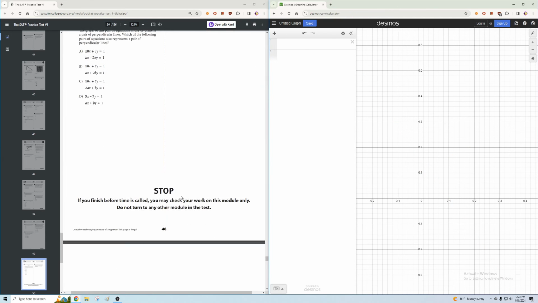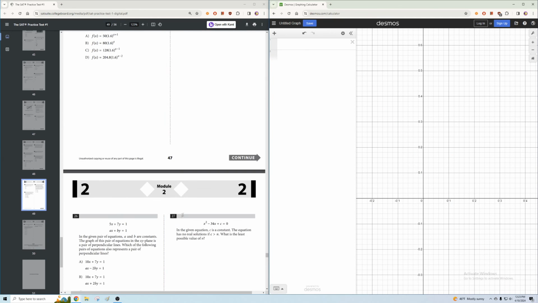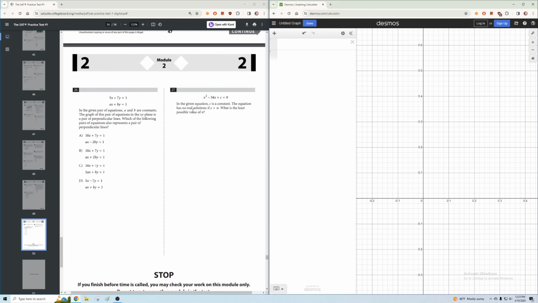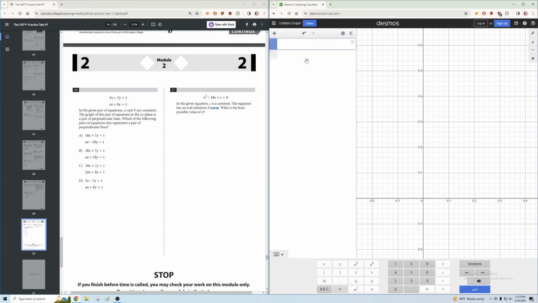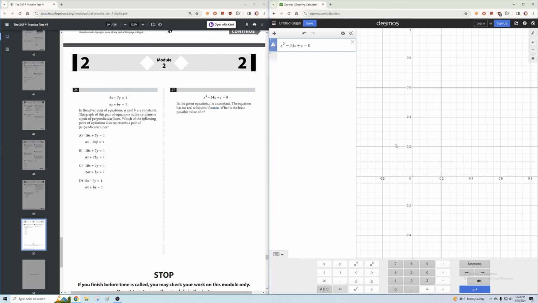All right, the grand finale. Usually these quadratics suck, so let's see how this one goes. In the given equation, c is a constant. The equation has no real solutions. If c is greater than n, what is the least possible value for n? Wait, this is not bad. So I'm going to just type it on in. Plus c is equal to 0. C is a constant. The equation has no real solutions.